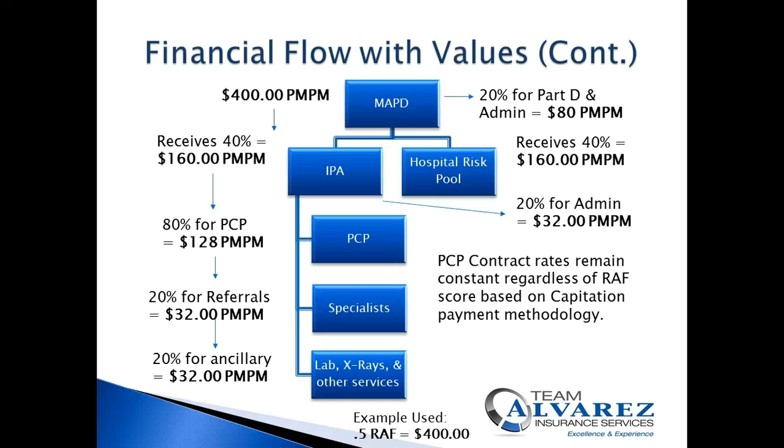So remember, the PCP contract rates remain the same no matter what the RAF score is, based on capitation. And in this scenario, at an absolute minimum, the IPA is losing $64 per member per month. So again, the whole name of the game here is risk management.